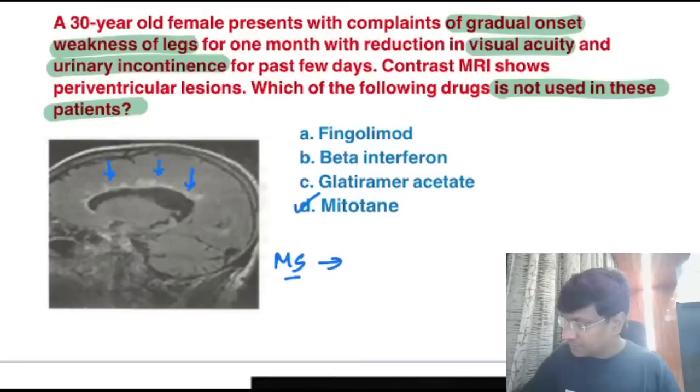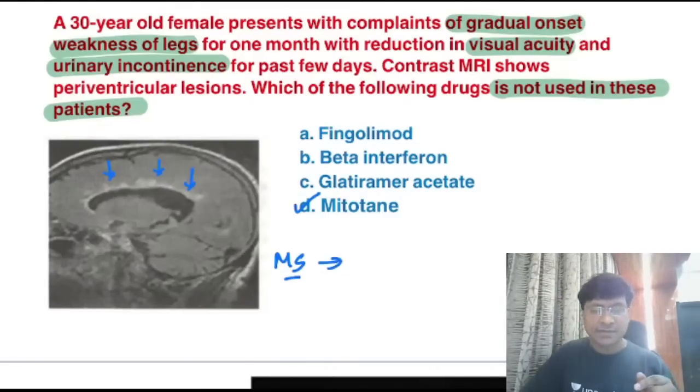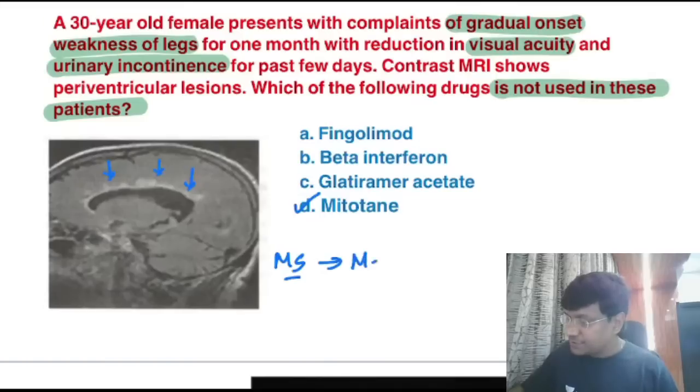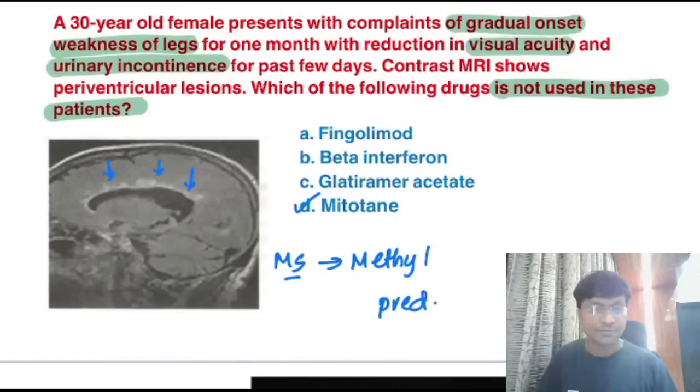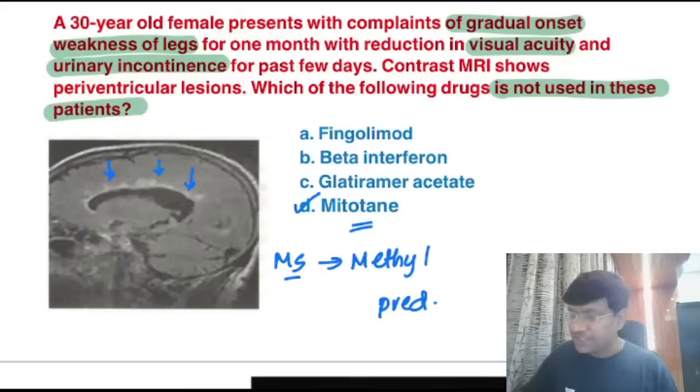So now what are the drugs which we use in the acute episodes of multiple sclerosis? In acute episodes, the drug that we use is methylprednisolone. And once you come out of the acute episode, we have disease modifying therapy. Within the disease modifying therapy, we have interferon beta, glatiramer acetate, natalizumab, fingolimod, mitoxantrone, dimethyl fumarate, teriflunomide, alemtuzumab. These are the disease modifying therapy drugs, and the one which we don't use is mitotane.